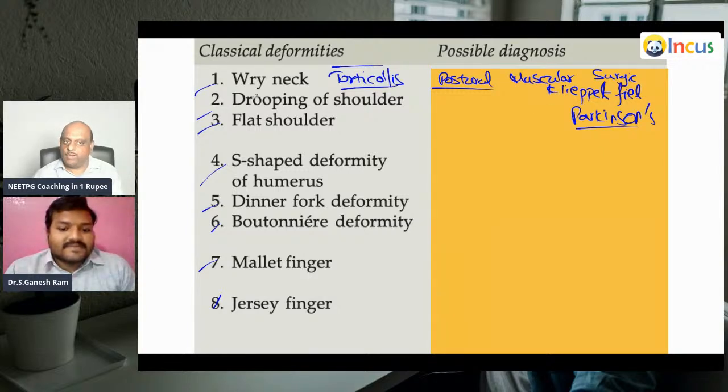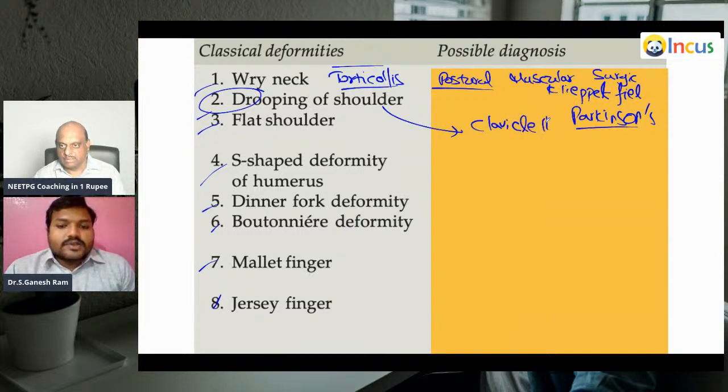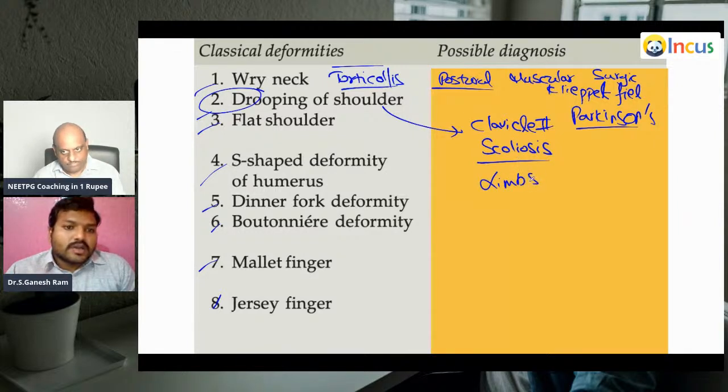Wonderful, doctor. So where do we see drooping of the shoulder? The drooping of the shoulder is mostly seen with clavicle fracture. That is the most common thing, sir. But you can also see it in spine abnormalities like scoliosis and kyphosis as a structural deformity compensatory mechanism, like hip pathology, knee pathology, ankle pathology, and wherever there is limb shortening or a truncal abnormality, we can see the shoulder also droops.